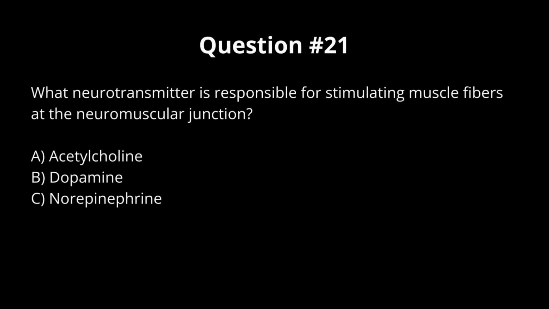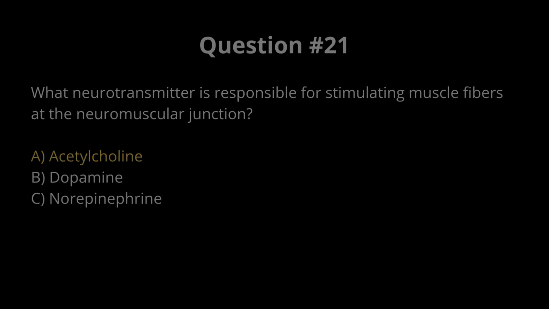Question number 21. What neurotransmitter is responsible for stimulating muscle fibers at the neuromuscular junction? A. Acetylcholine. B. Dopamine. C. Norepinephrine. The correct answer is A. Acetylcholine is released from the motor neuron and binds to receptors on the sarcolemma, initiating muscle fiber depolarization.